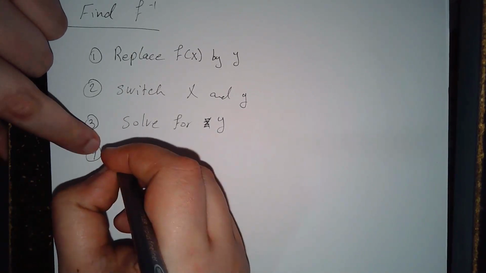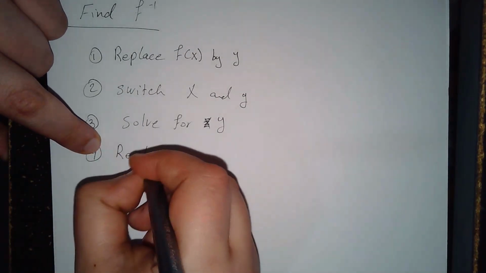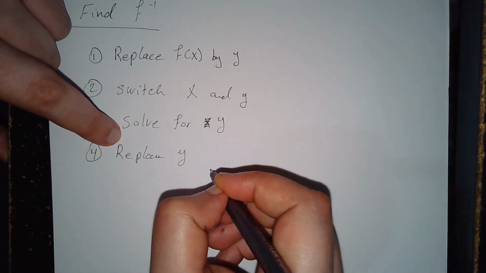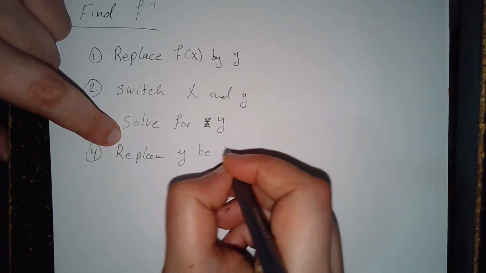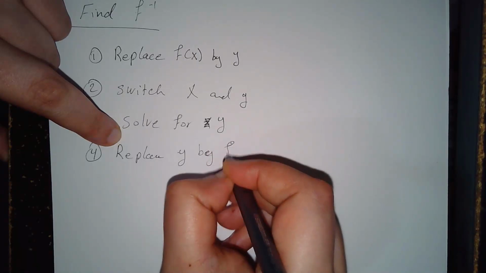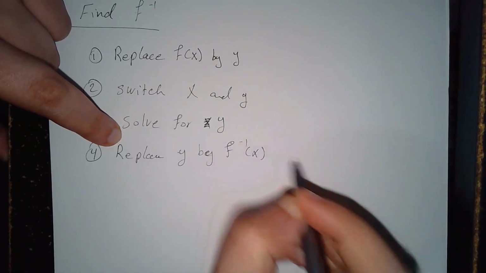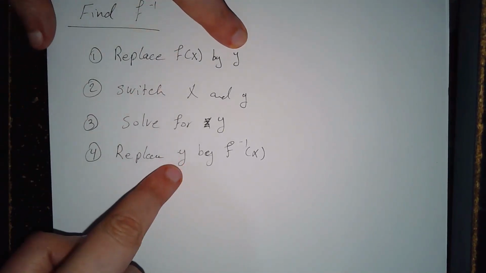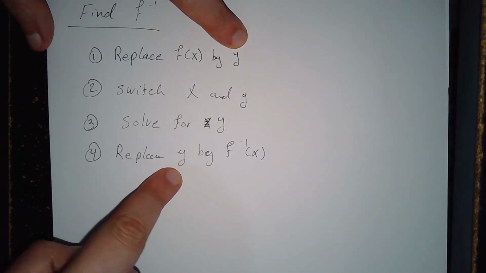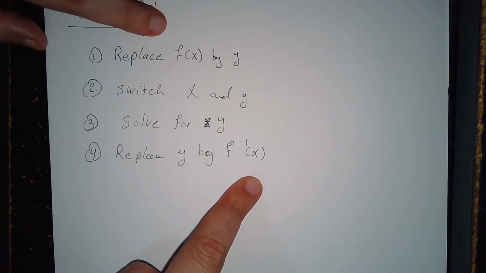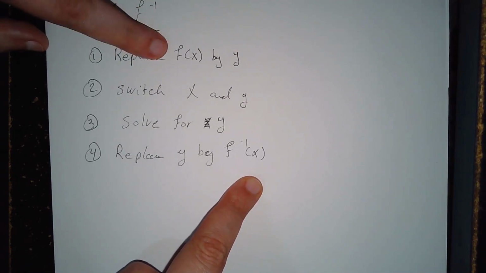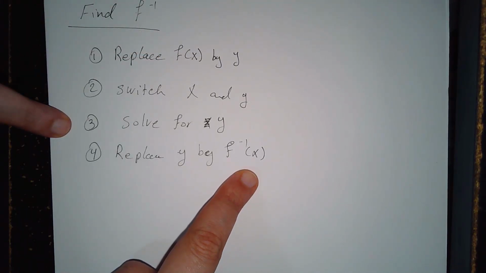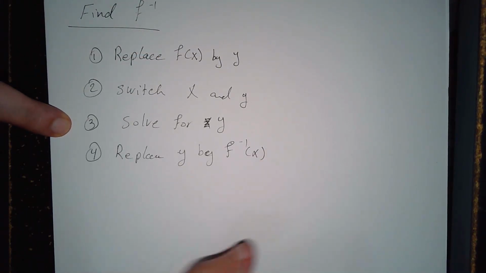And after you're done, last one, you are going to replace every y by f inverse of x. So you remove y again, so you replaced it to make the solution easier, and then you remove it again and put back the function form. But you're not going to write down f of x, you're going to write down f inverse, because having done the switch and then solving for y, you actually found the inverse.